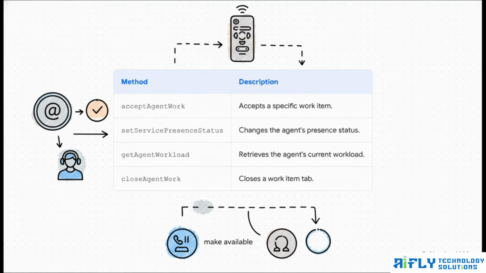You can think of these methods as your own personal remote control for the agent screen. The agent doesn't even have to click a button. Your code can see a high-priority case pop in and, bam, automatically fire accept agent work. Or the second a call wraps up, you can use set service present status to make that agent available again instantly. It's all about automation and shaving precious seconds off every single interaction.